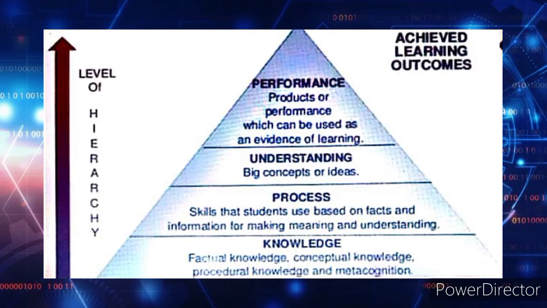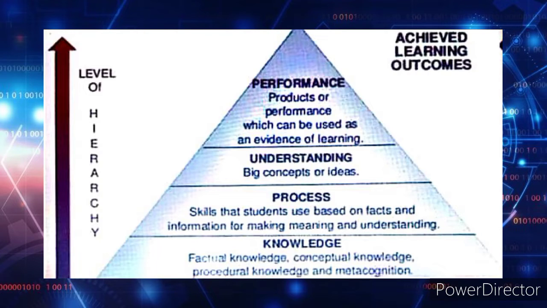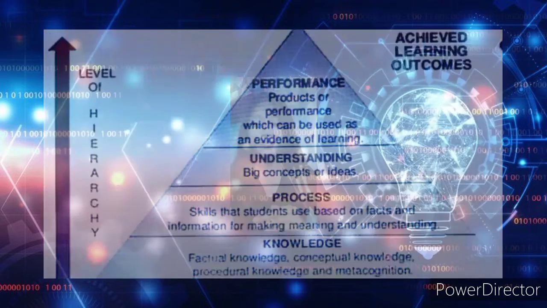In the achieved learning outcomes level of hierarchy, the performance, which is on the top, means the products or performance which can be used as evidence of learning. The next is the understanding, which means big concepts or ideas, and the process is the skills that students use based on facts and information for making meaning and understanding. And the knowledge means factual knowledge, conceptual knowledge, procedural knowledge, and metacognition. The knowledge, process, and understanding are learning outcomes.